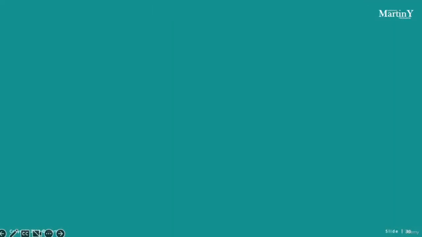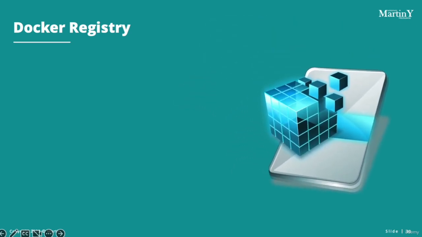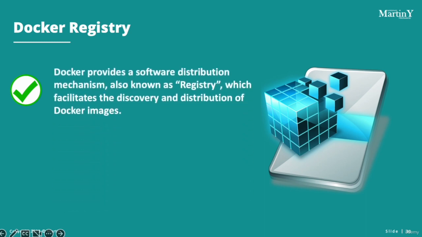So, the Docker Registry pretty much provides a software distribution mechanism, and this is specifically known as the Docker Registry. This registry facilitates the discovery and distribution of Docker images. The concept of registry is fundamental and it provides the complete set of utilities to package, send, store, and discover new images for Docker. So I already showed you the most famous registry for Docker, the Docker Hub.